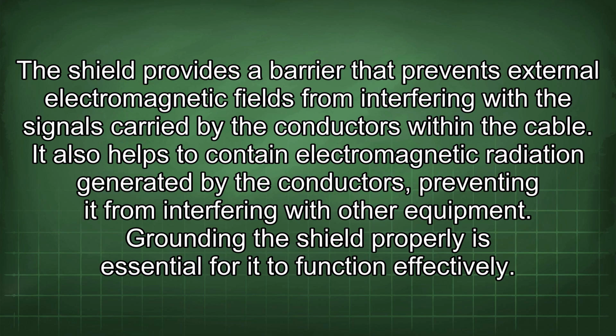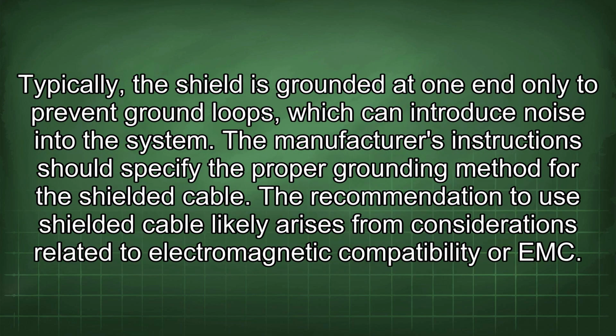Grounding the shield properly is essential for it to function effectively. Typically, the shield is grounded at one end only to prevent ground loops, which can introduce noise into the system. The manufacturer's instructions should specify the proper grounding method for the shielded cable.